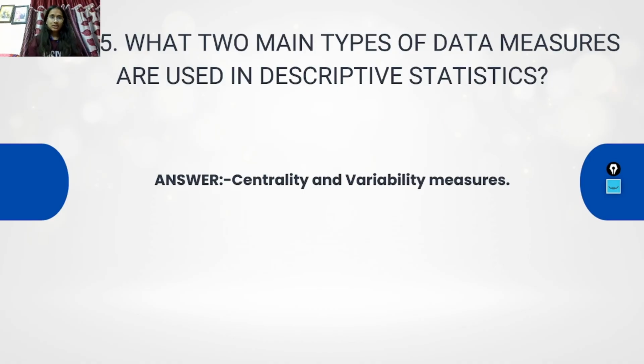Moving ahead with the next question, what two main types of data measures are used in descriptive statistics? So basically, descriptive statistics mainly focus on two things. First one is measures of centrality like mean, median, mode, and measures of variability like variance, range, and standard deviation.